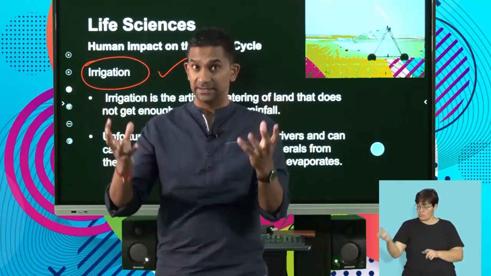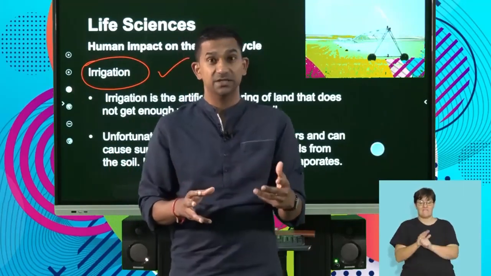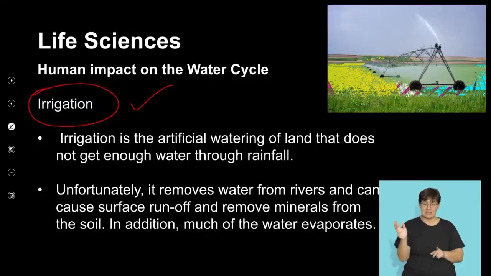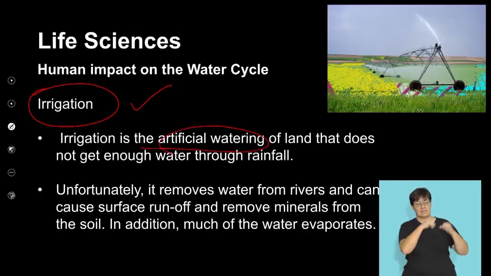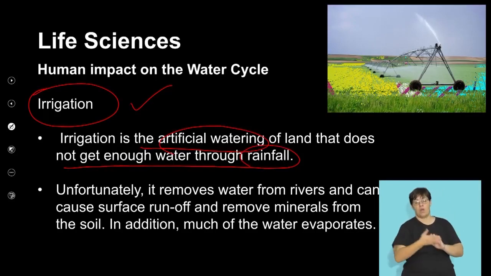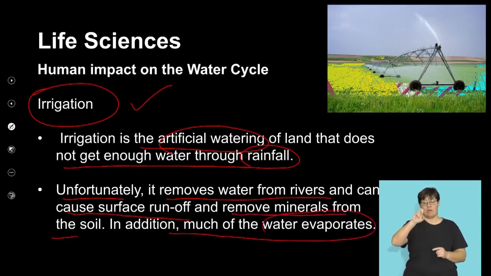This means that the level of water in our rivers, streams and lakes often decreases, in turn affecting the aquatic organisms that live in these water bodies. But it's important that we recognize that irrigation is an artificial watering system that is used in areas where there's not enough rainfall, or it's used to speed up the growth of crops. Unfortunately, guys, it removes water from rivers and causes surface runoff, and in turn removes the minerals from the soil. In addition, much of the water evaporates.